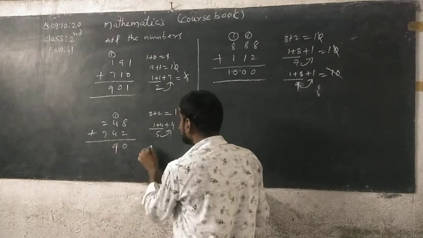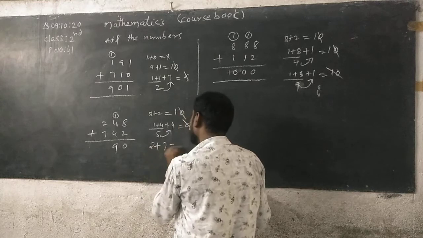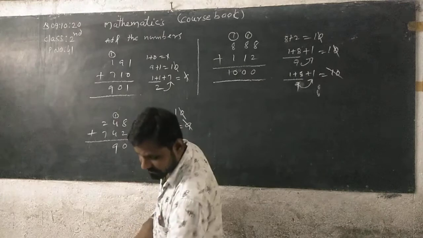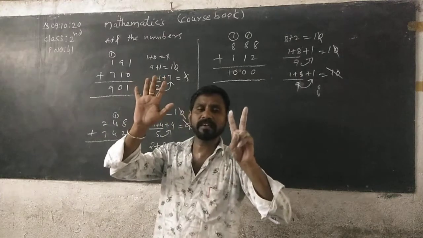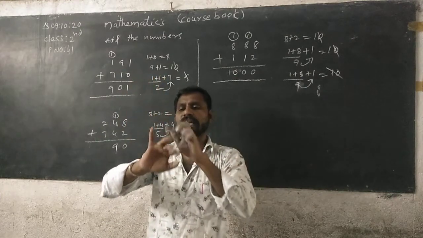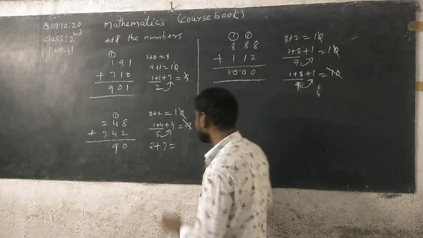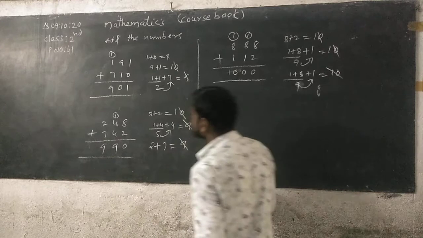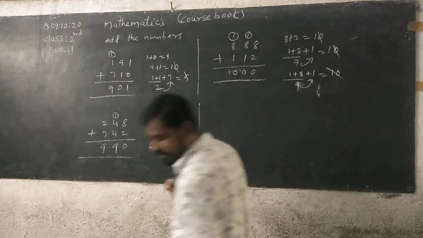Next to add the digits in hundreds place. 2 plus 7. Keep 2 in your mind and you have to take 7 fingers in your hand. You can count 2 after 3, 4, 5, 6, 7, 8, 9. Write down under hundreds place. Sum is equals to 990.